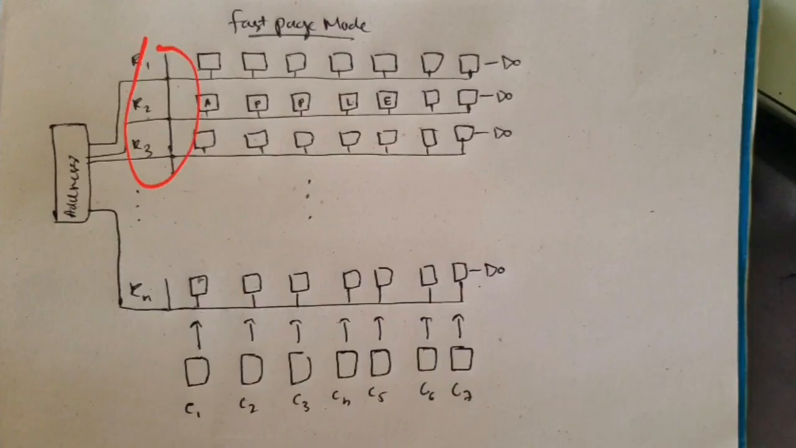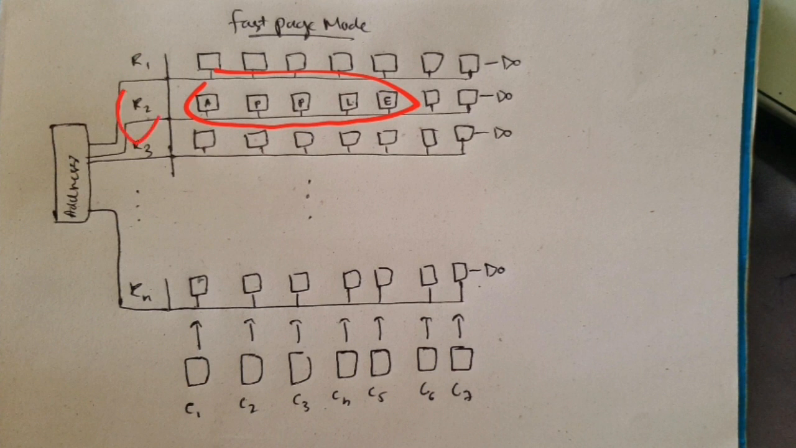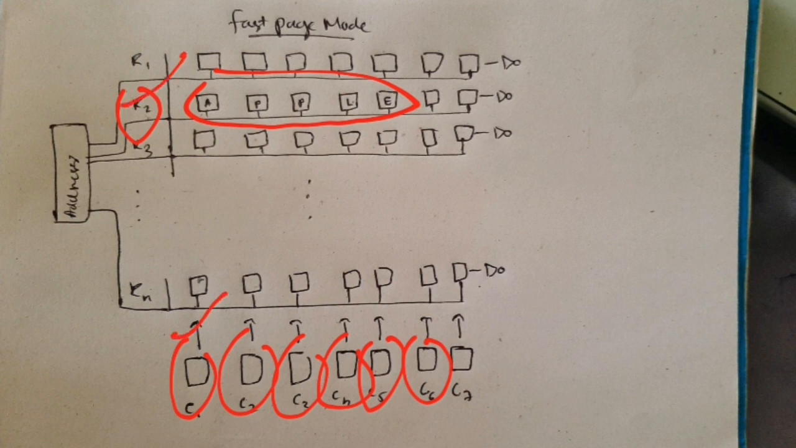These are the rows and these are the columns. If I have to read some value, like the word "apple" I have written here, I have to read all these letters. First I need to select this row and the respective column and read each one by one. So I will select a row, then select this column and read it, and then again I will select a row, then select that column and read it. That's a very long process.